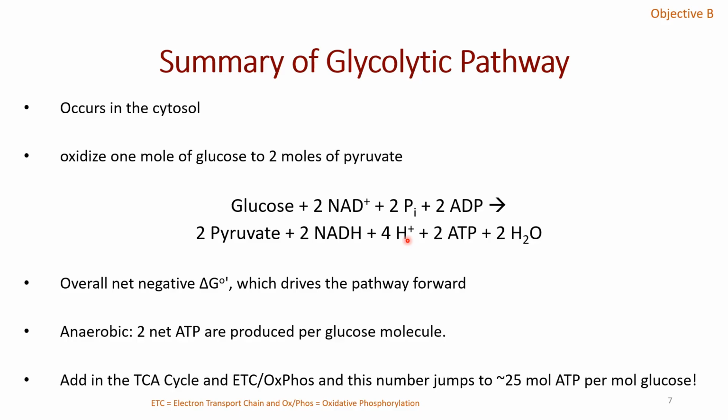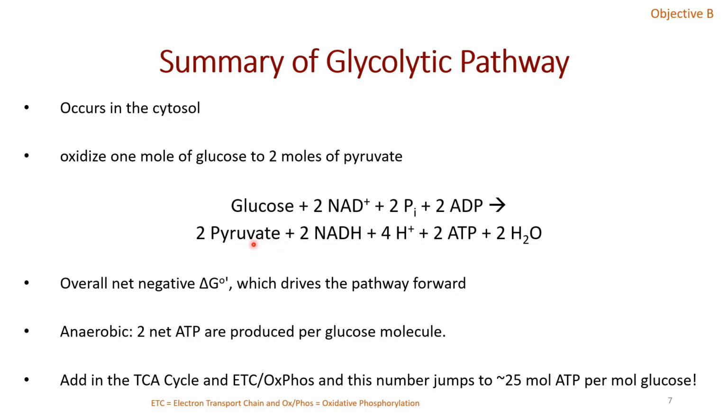Overall, this pathway has a net negative delta G, which tells you that the pathway will be spontaneous as written. Given the enzymes along the way, as long as the enzymes are active, then each of these reactions will drive the pathway towards pyruvate. As we mentioned before, 2 ATPs are used in the preparative phase, and 4 ATPs are produced during the ATP generation phase, and so the net is going to be 2 ATPs.